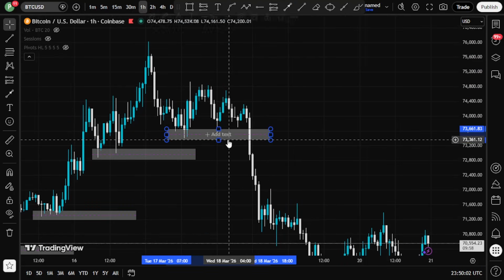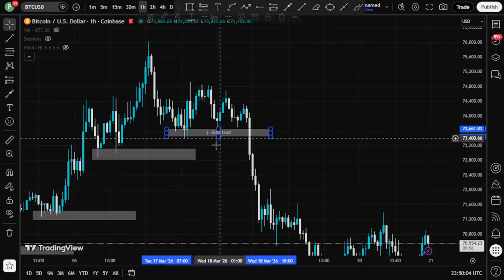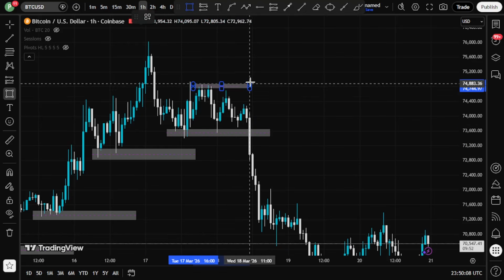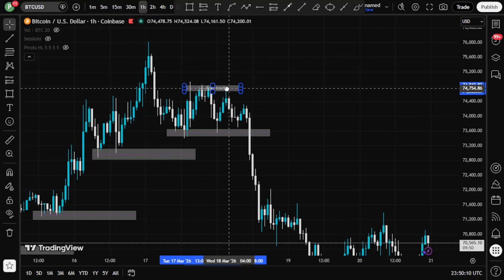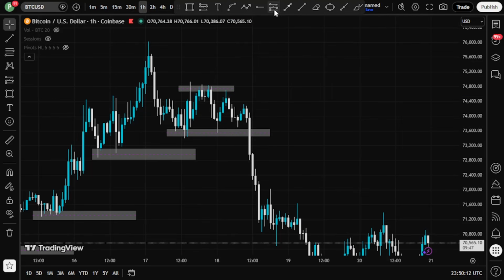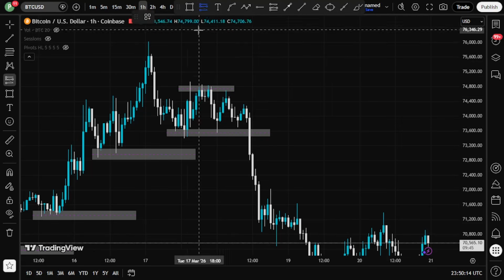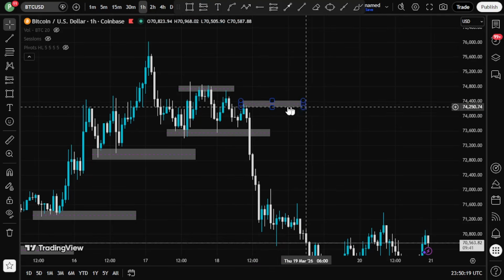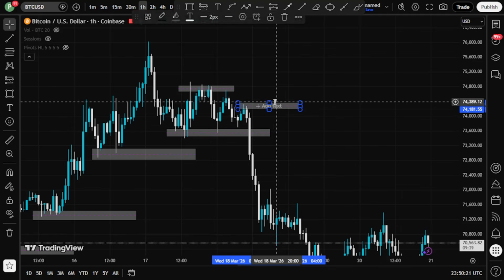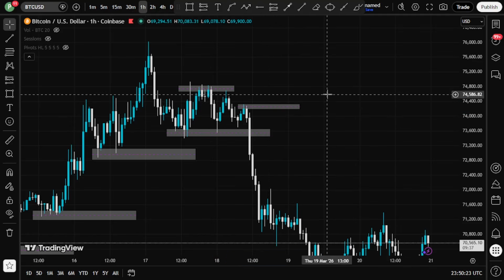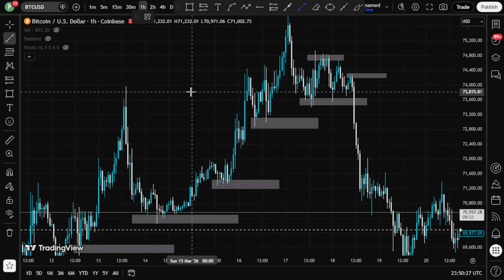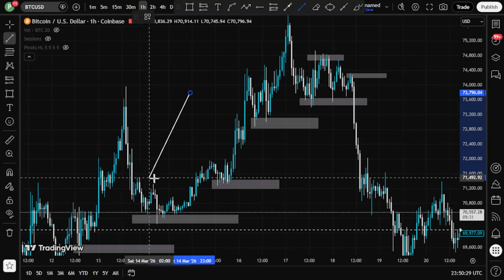So as you can see here, the moment price started making these resistance levels that were getting lower and lower, it's like price trying to show you that, okay, maybe price might not keep moving up like it's supposed to. You can see that throughout this whole process, price made a similar pattern here.